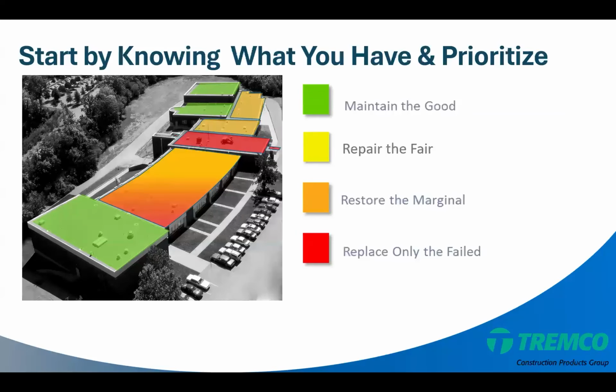So this graphic here showing this green and yellow, orange, red. Keep in mind that this is a simplistic way of looking at maybe what a snapshot of one of your facilities may look like, in that when we're doing assessments and trying to help categorize or help you by knowing what you have and then prioritizing what options or what things can be done, we're looking at maintaining what's good, repairing the fair, and restoring the marginal, and we'll speak specifically to that throughout the rest of the presentation, and then replacing only truly the failed.